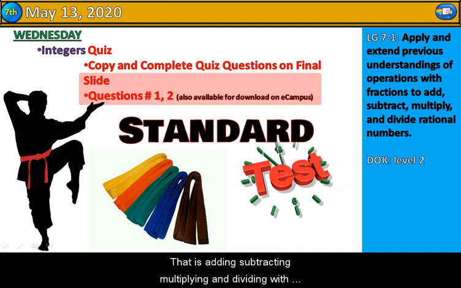Today is May 13th, and we'll be reviewing the homework questions from Monday's lesson, reviewing the contents on integer operations. That is, adding, subtracting, multiplying, and dividing with integers, which are negative and positive whole numbers. Let's take a look and review the homework questions.